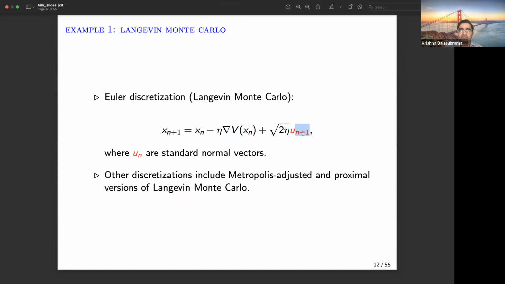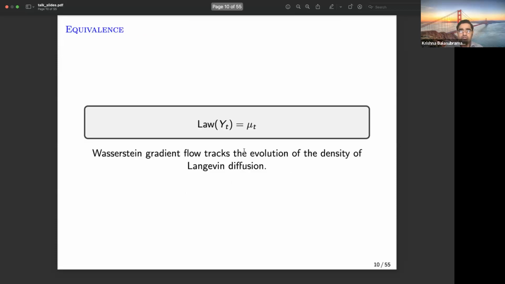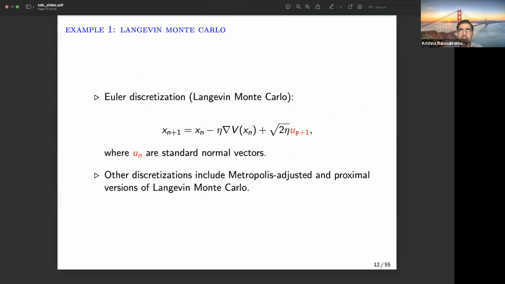And here U_n is a standard normal vector, right? Because you have some B_t, which is a Brownian motion, you discretize it through the standard normal vectors here. More popular discretizations include the Metropolis adjusted Langevin Monte Carlo and the proximal Langevin Monte Carlo, and so on and so forth. And then there's Hamiltonian Monte Carlo, and all these algorithms are there, right? So this is one class of algorithms.